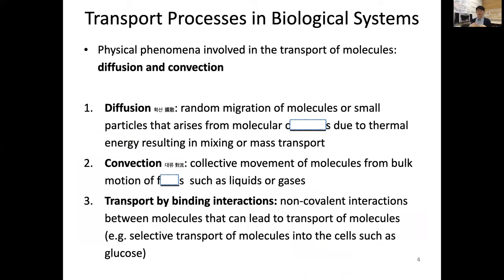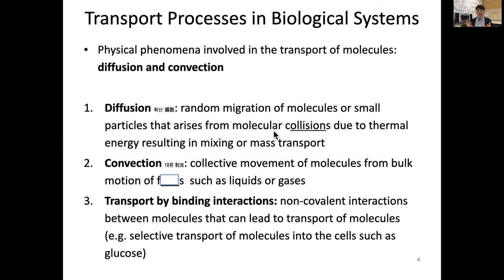So let's discuss a little more about transport processes in biological systems. The physical phenomena involved in the transport of molecules are, as you already know, diffusion and convection. Diffusion is a random migration of molecules or small particles that arises from molecular motion. If you look at it at the microscopic scale, we recognize that in a liquid, such as water, molecular collisions due to thermal energy result in mixing or mass transport. So molecular collision is the most important physical process at the microscopic scale for diffusion.